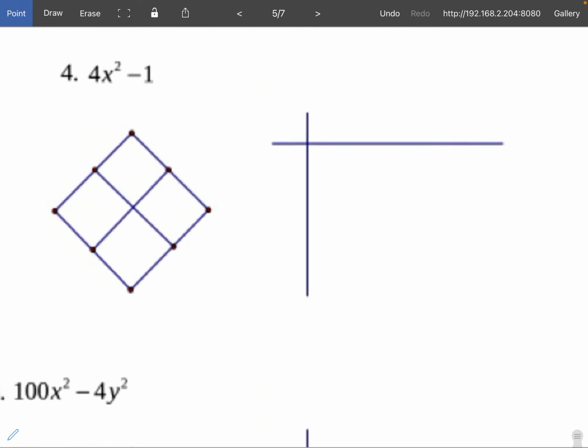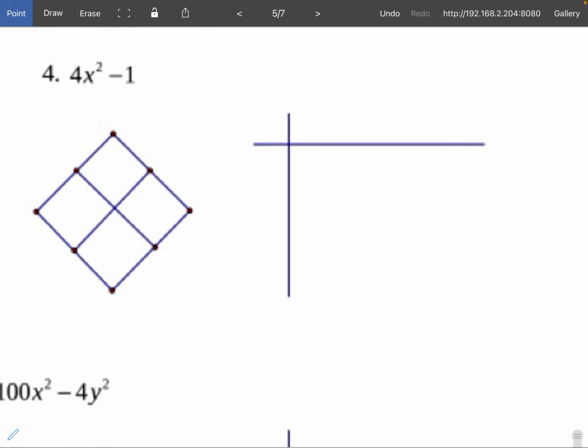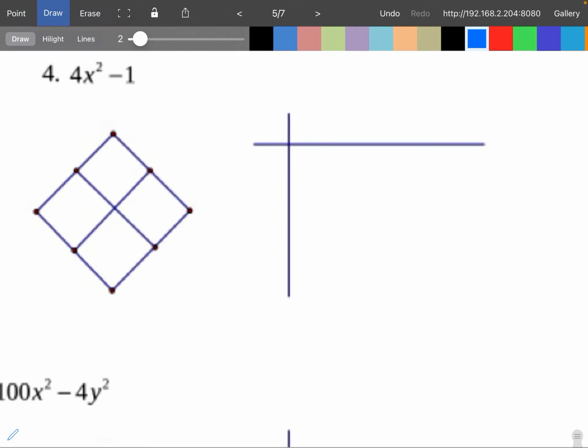So that's how we're going to look at these now. It'll just be easier this way. So let's go back to number 4. On number 4, what I want to ask you guys is, let's see. We have something squared minus something squared. That'll be the difference of two squares.